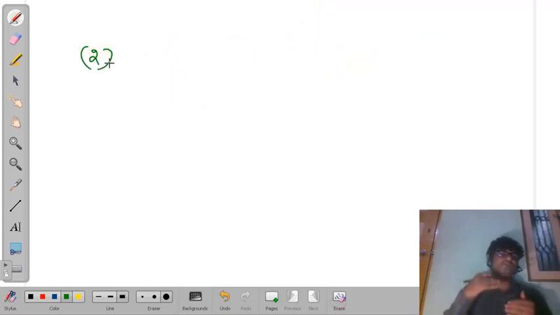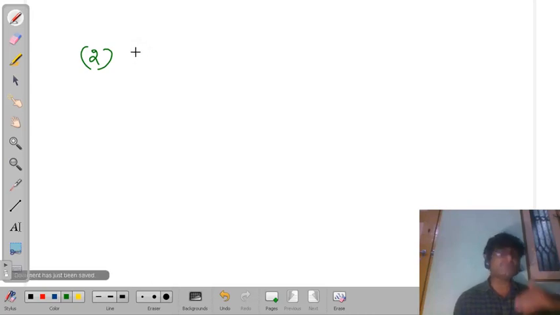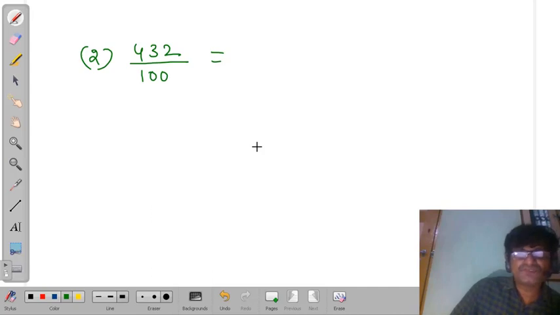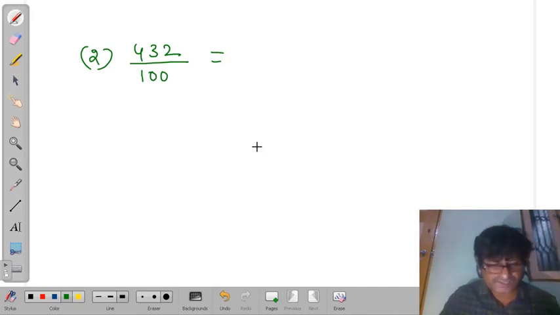One more quiz question. What is the decimal expansion, or decimal form, of 432 divided by 100? This is equal to what? You say your answers. 432 divided by 100 equals.